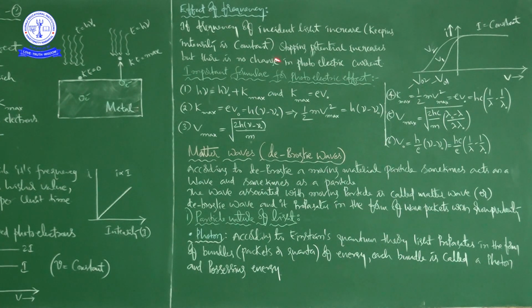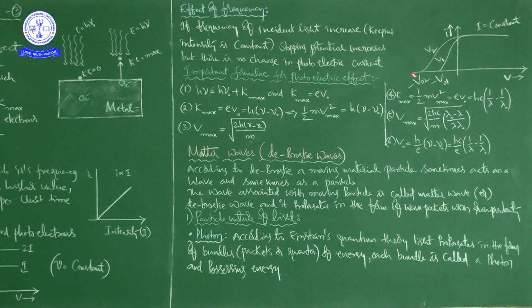If the frequency of incident light increases, stopping potential increases. I will repeat once again. If the frequency of incident light increases, stopping potential increases, but there is no change in the photoelectric current.